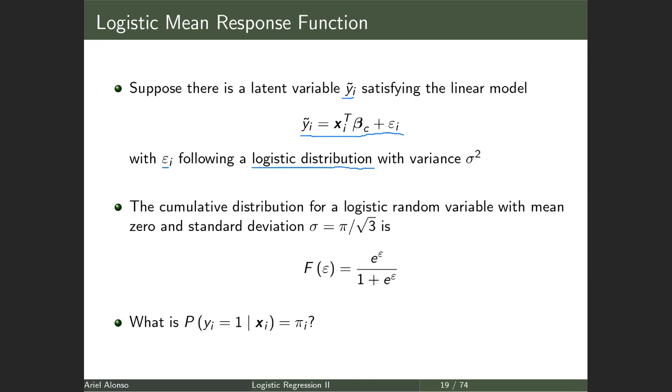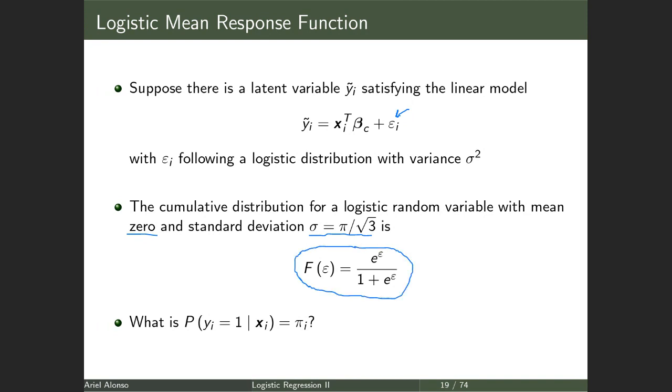Oh yes, there is something called the logistic distribution, like you have the normal distribution. A logistic distribution with variance sigma squared. And this latent process will lead to the logistic model. Now, you can show that the cumulative distribution for a logistic random variable with mean 0, because we are going to assume this guy here is still a kind of white noise, if a logistic random variable has mean 0 and this specific standard deviation, then the cumulative distribution is going to be, guess what?